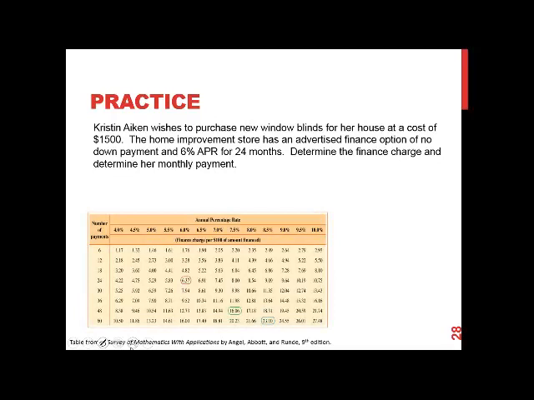Here is our table that we were using and a little reminder on what we need to do. So we have $1,500. That's to determine how many $100 units we're doing. We'll divide 1,500 by 100, and no surprise, that gives us 15 of these units. Use the table to find the finance charge per $100. 6%, 24 months, gives us $6.37 per $100. Alright, so that's number 2.